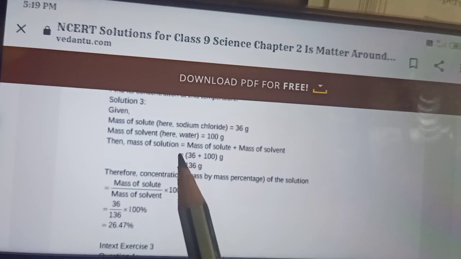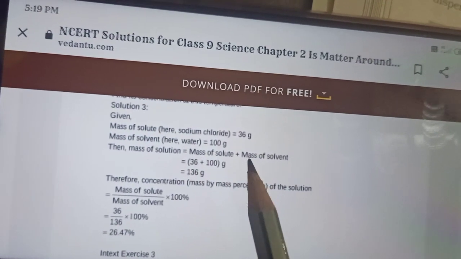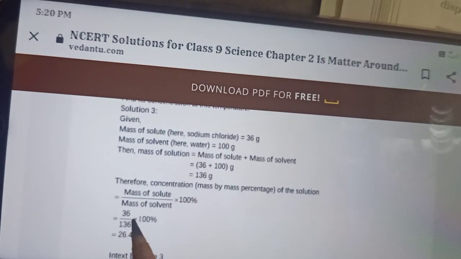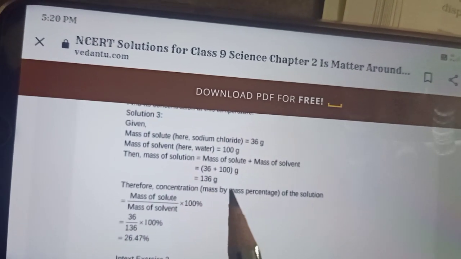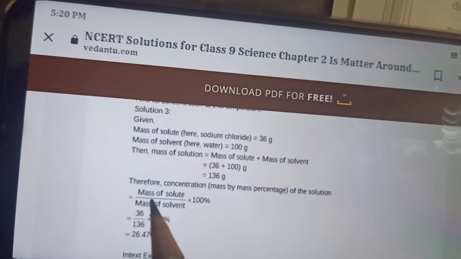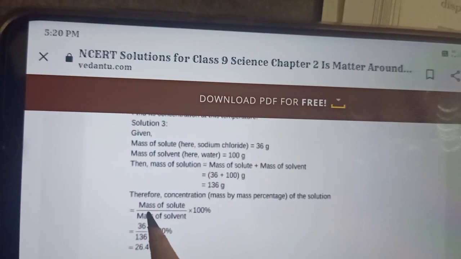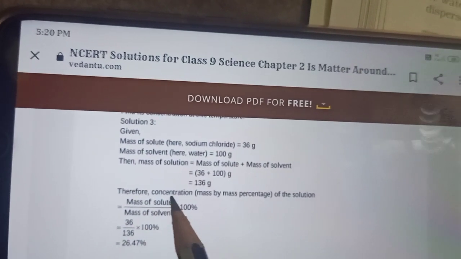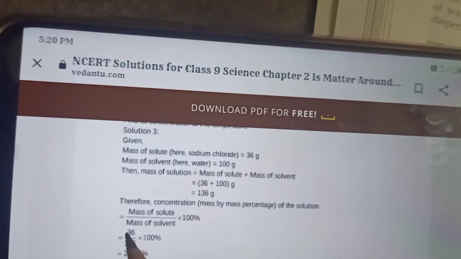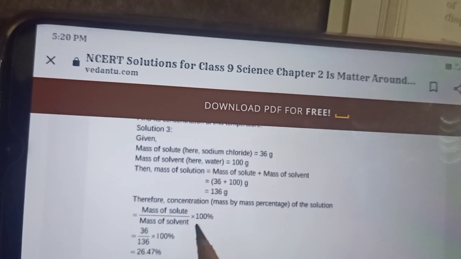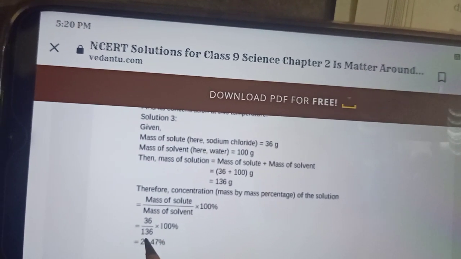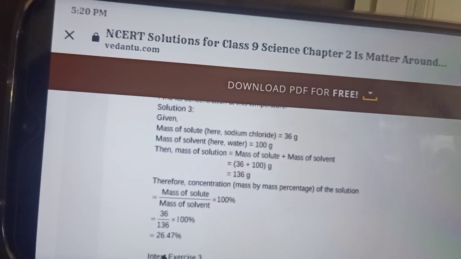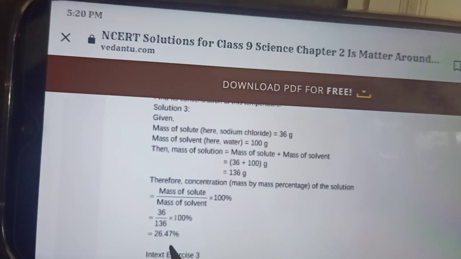Then mass of solution is equal to mass of solute plus mass of solvent. So 36 plus 100 equals 136 gram. Therefore the concentration, the mass by mass percentage of the solution, the formula is mass of solute divided by mass of solution into 100. So 36 divided by 136 into 100 is equal to 26.47%.